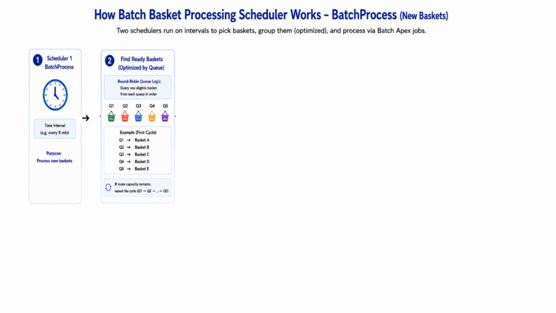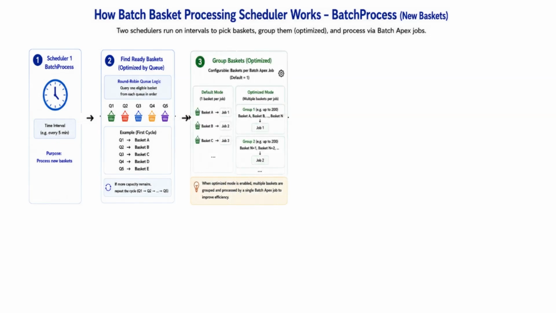Step 2. Find ready baskets, optimized by queue. Once the scheduler starts, it searches for all ready baskets using an optimized round-robin queue strategy. Instead of selecting baskets from only one queue, it picks one eligible basket from each queue in sequence. For example, it selects one basket from Q1, then Q2, Q3, Q4, and Q5. If there is still processing capacity available, the scheduler repeats the same cycle. This approach ensures that all queues are processed fairly and prevents one busy queue from monopolizing the processing resources.